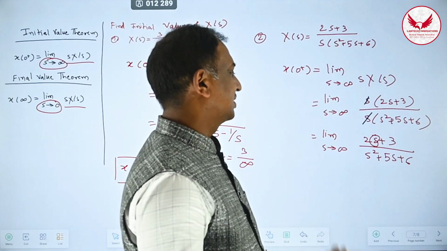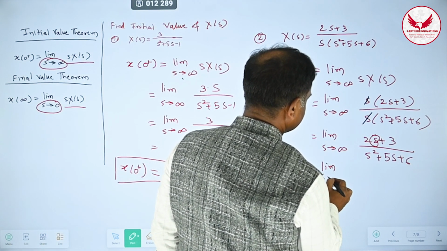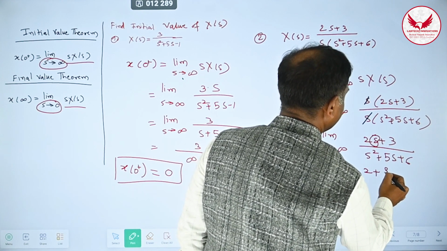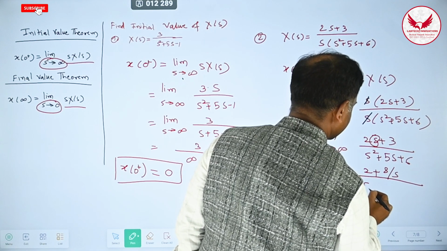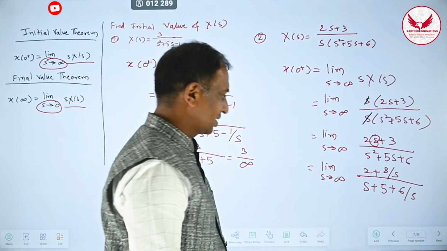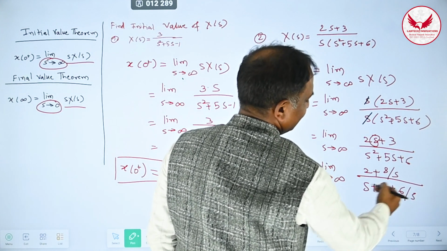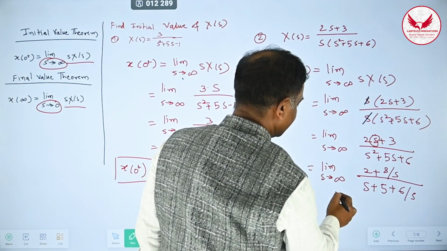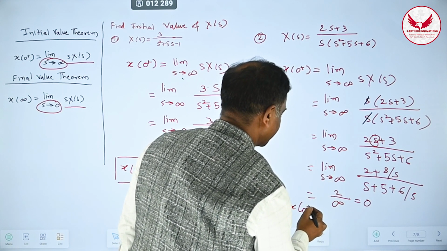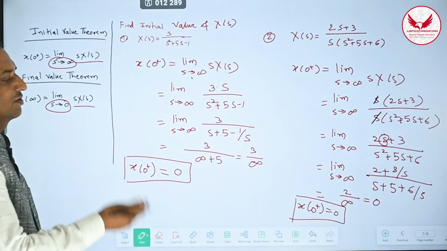So you try to convert. I will divide the numerator and the denominator again by s. So I will get limit s tends to infinity, 2s divided by s is 2, plus 3 divided by s, divided by s plus 5 plus 6 by s. Now you substitute s is equal to infinity. Again here it will be zeros, and infinity plus anything is infinity. So it is 2 divided by infinity, which is equal to 0. The initial value of this signal is also equal to 0. Accordingly, you can find the initial value of any signal.